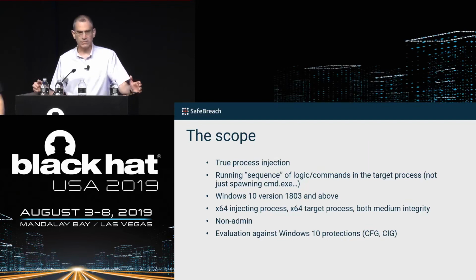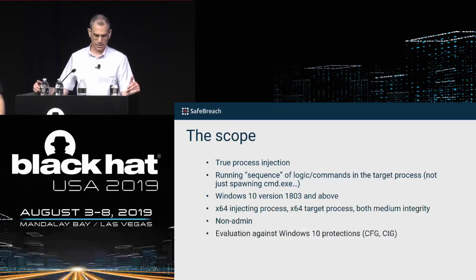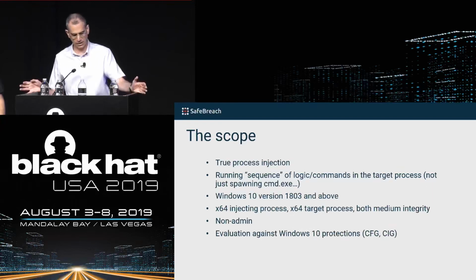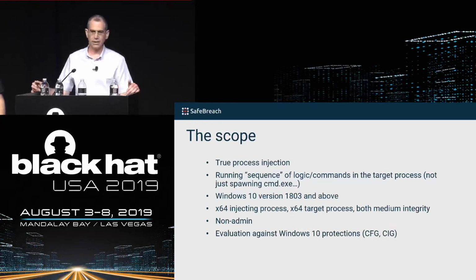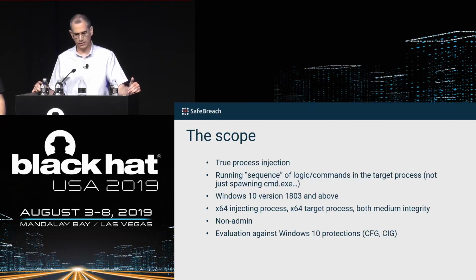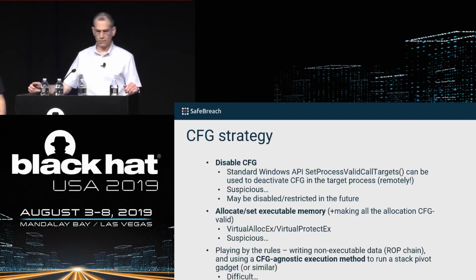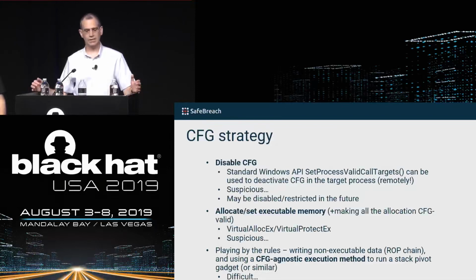Recent Windows 10, let's say version 1803 and above, 64-bit injecting process, 64-bit target process, both medium integrity, no requirement for administrative rights. And we wanted to evaluate the process injection techniques against Windows 10 protection, specifically CFG and CIG.